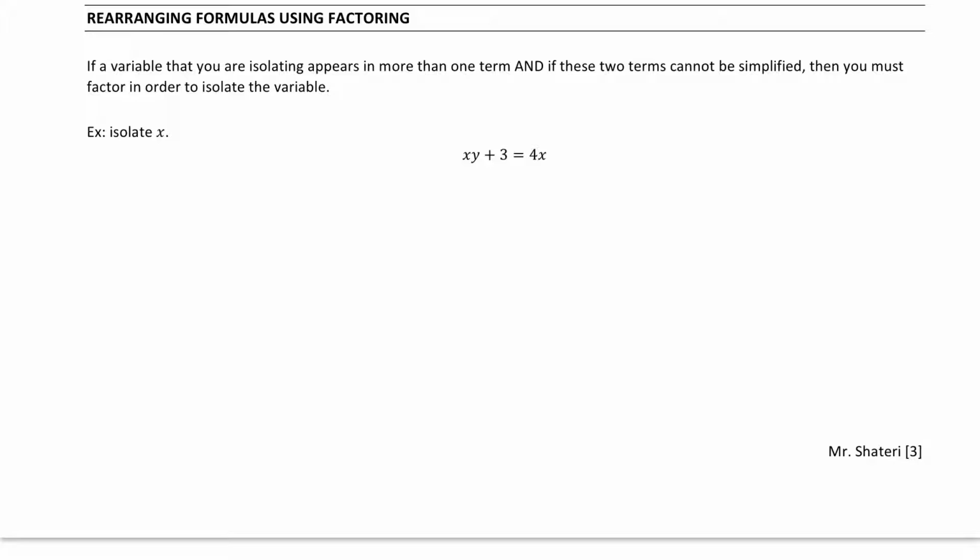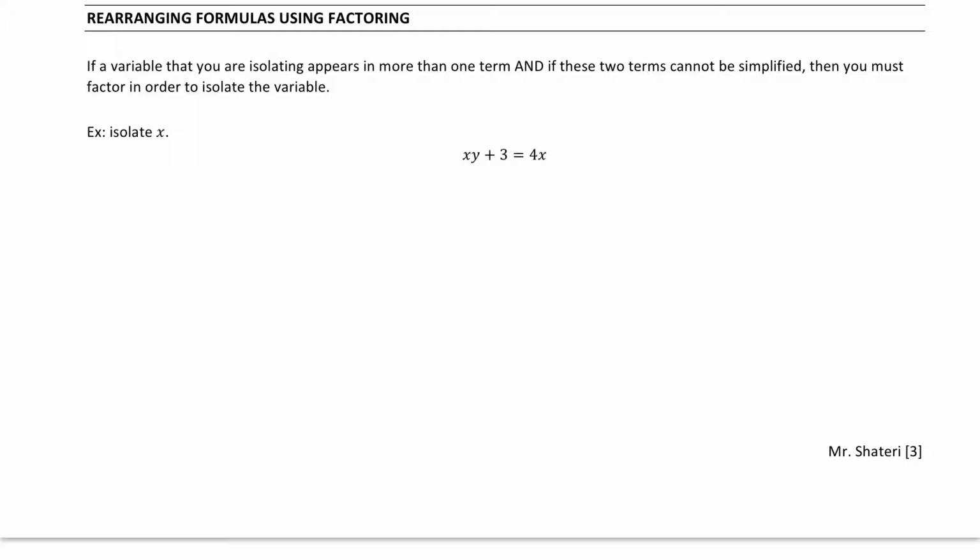One of the applications of factoring is to rearrange formulas, and so far when we've been rearranging formulas, we've always had just x on the left-hand side, and everything else on the right-hand side. But sometimes you will get a little bit more tricky situation where in this case you have x, y, and 4x, and you can't really simplify them because they're not like terms.